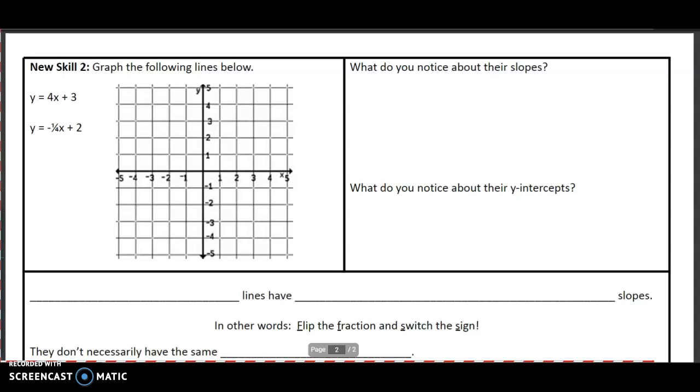Next is perpendicular lines. So let's take a look here. Let's graph the first one. We're going to start at 3, and we're going to go down 4 and back 1, since we didn't have space to go up.